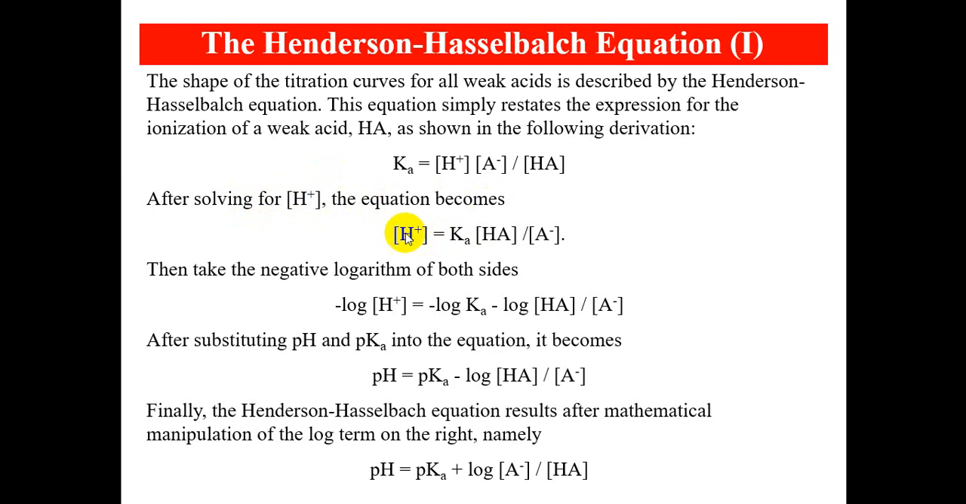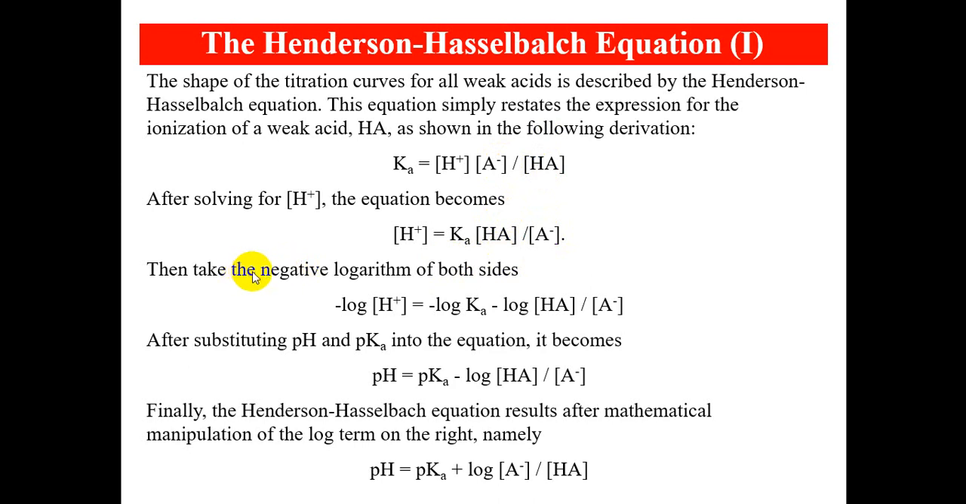The equation now becomes: hydrogen ion concentration is equal to Ka, the acid dissociation constant, times the acid which is formed, the conjugate acid, over the conjugate base. This is the conjugate acid over the A minus, which is the conjugate base. But we don't involve the main acid, we just involve the weak acid and its conjugate base.